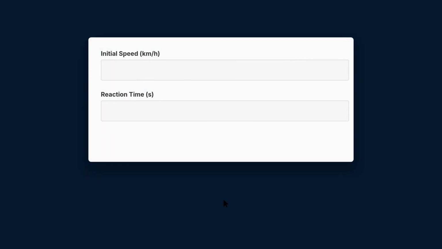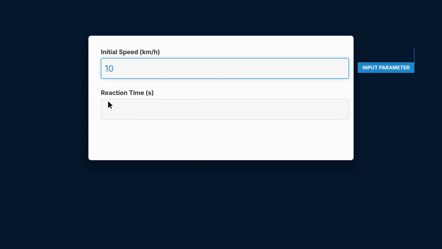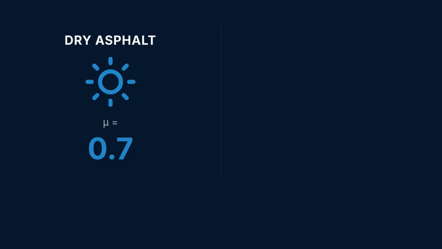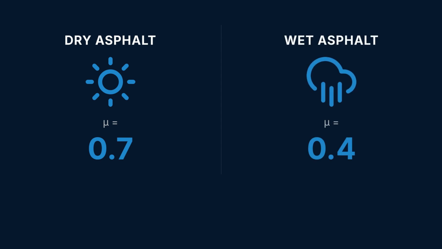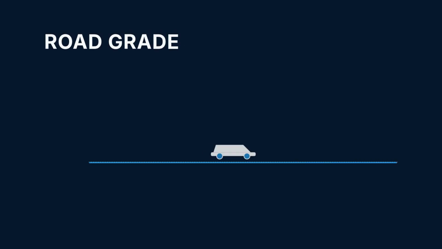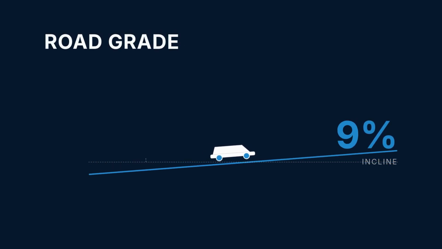Enter your initial speed in kilometers per hour. Input your reaction time in seconds, typically 1.5 seconds for an alert driver. The friction coefficient mu represents the road surface condition. Use 0.7 for dry asphalt or 0.4 for wet conditions. Finally, enter the road grade as a percentage. 0 for flat roads, positive values for uphill gradients.